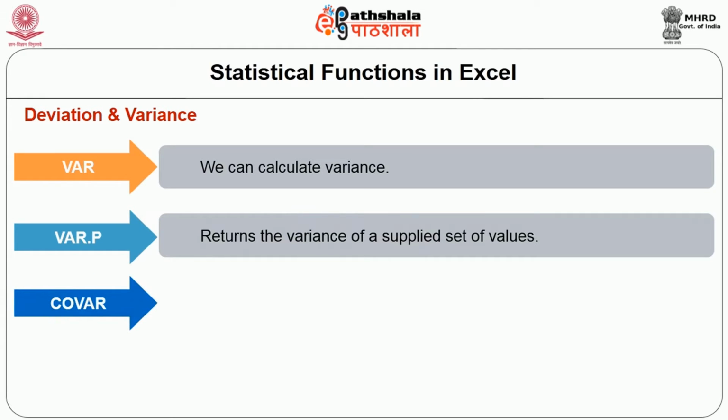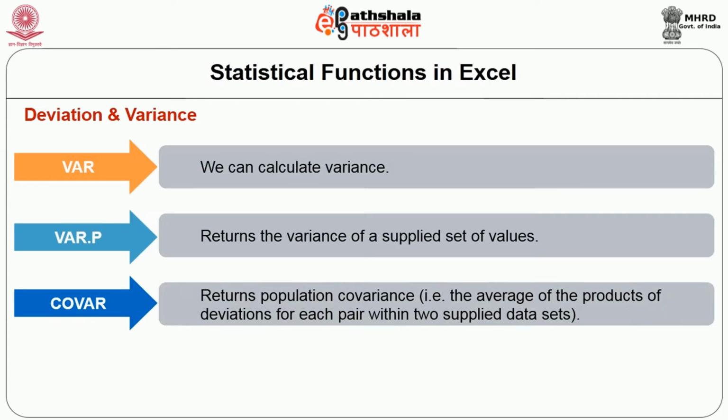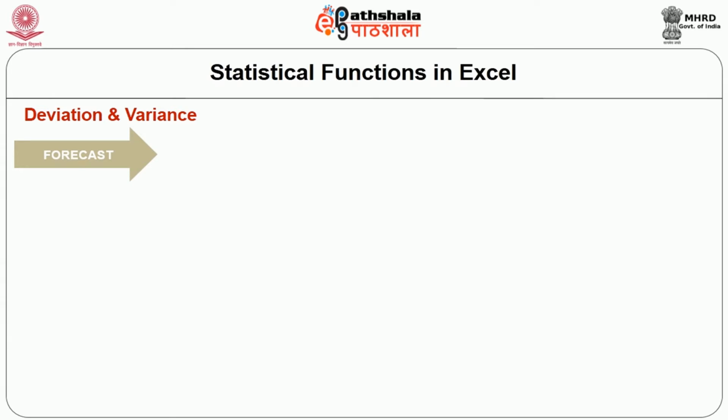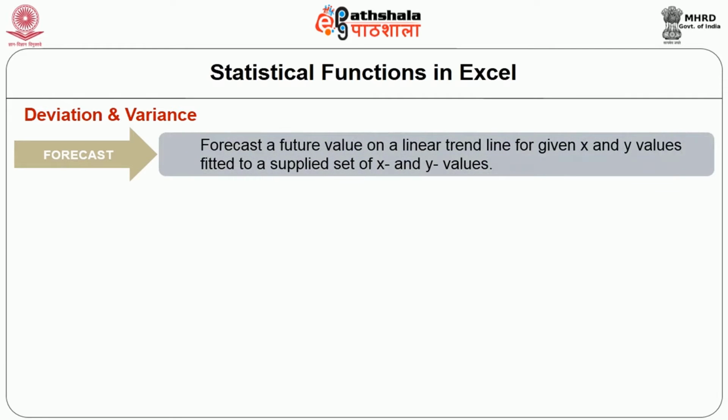COVAR returns population covariance, that is the average of the products of deviations for each pair within two supplied data sets. Then COVARIANCE.P gives population covariance, that is the average of the products of deviations for each pair within two supplied data sets. FORECAST. Forecast a future value on a linear trend line for given x and y values fitted to a supplied set of x and y values.